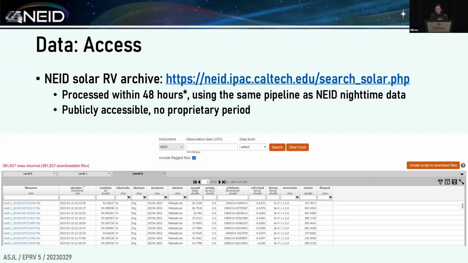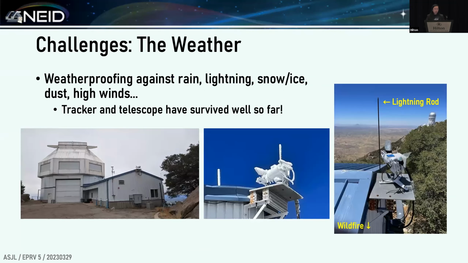And so moving on to some of the challenges that we've had to deal with adding this onto an EPRV instrument. One is, of course, the weather. Kitt Peak is not necessarily the friendliest place for outdoors instruments, but this was something that we took into account in our design phase, and the tracker and the telescope on it have survived quite well so far.